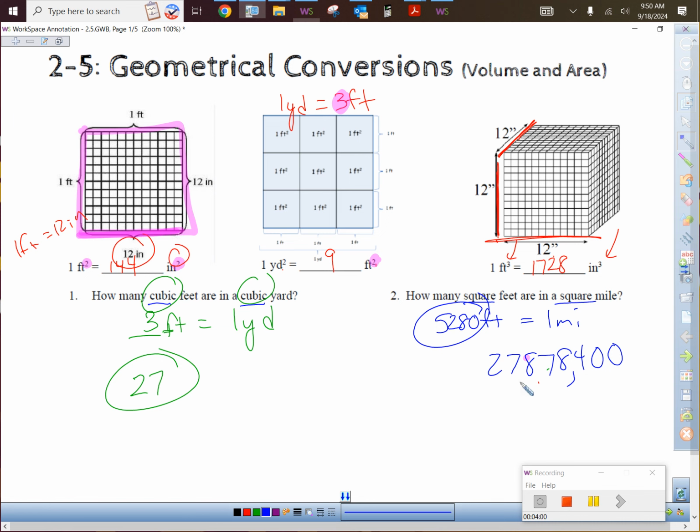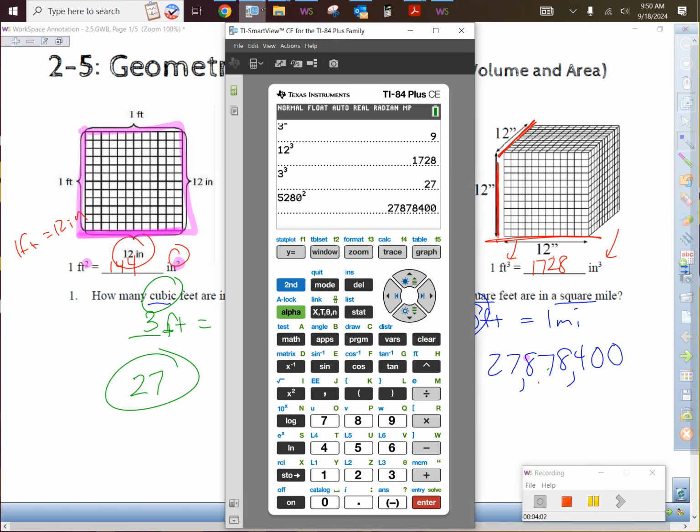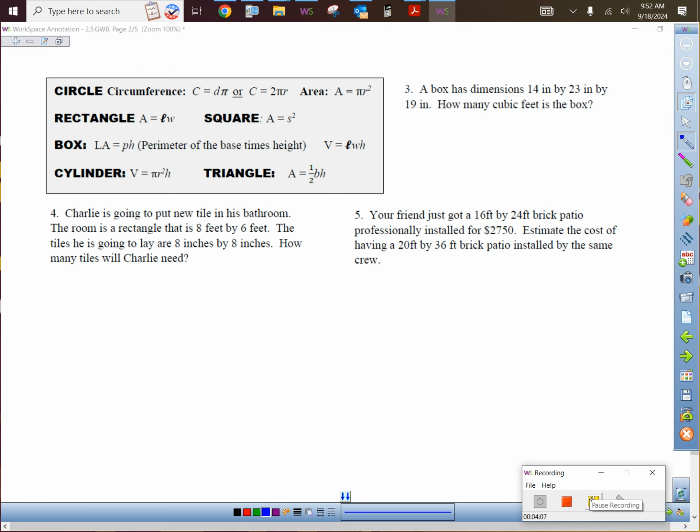Every 3 spaces backwards, I'm going to put a comma. Make sure I wrote it down right. That's a lot. All right. So let's do a few of these problems. I want to eliminate some of them also. We're not doing the whole worksheet today. So let's rock this guy.